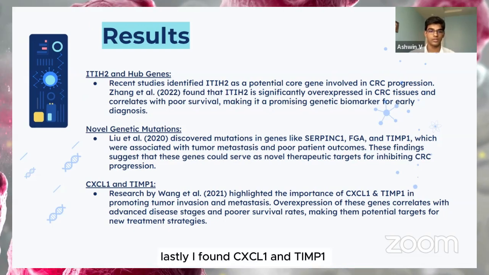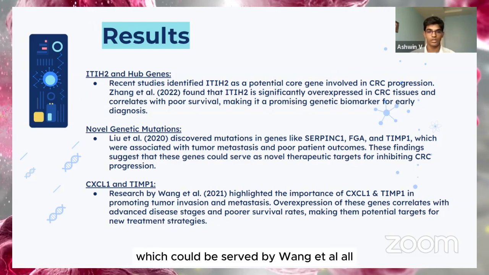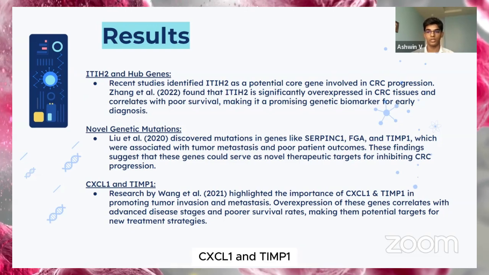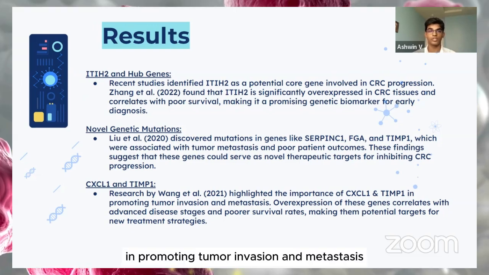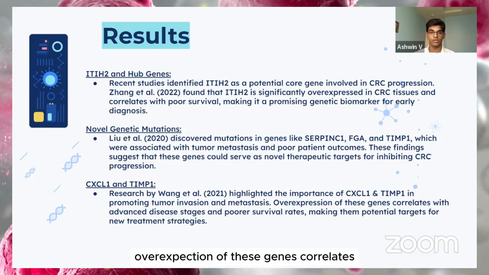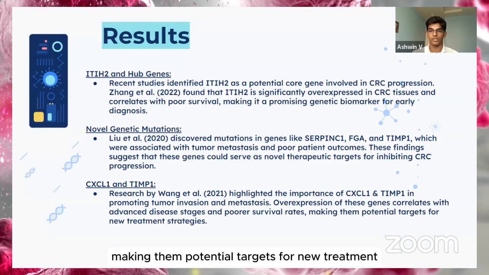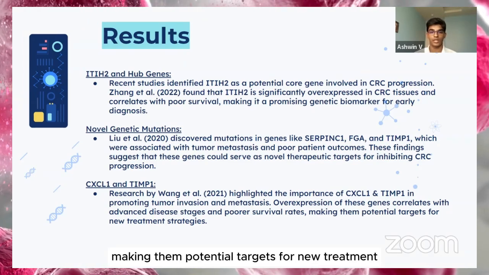Lastly, I found CXCL1 and TIMP1, which included research by Wang et al., highlighted the importance of CXCL1 and TIMP1 in promoting tumor invasion and metastasis. Overexpression of these genes correlates with advanced disease stages and poorer survival rates, making them potential targets for new treatment strategies.